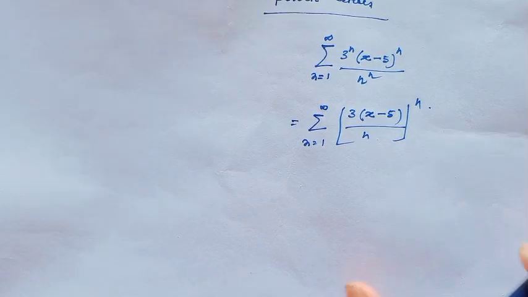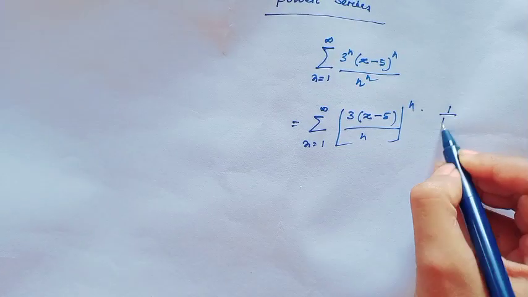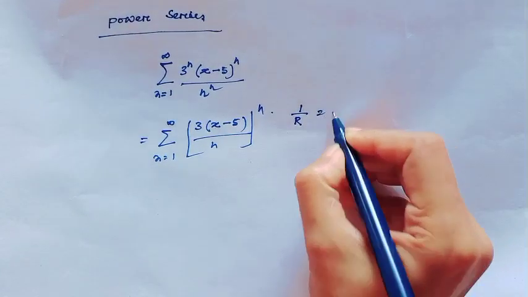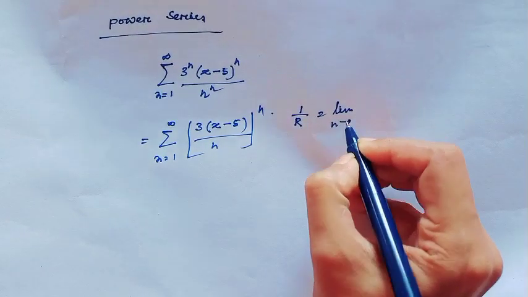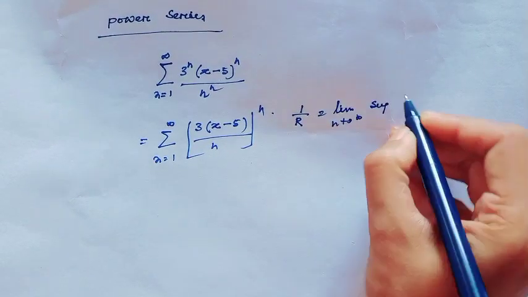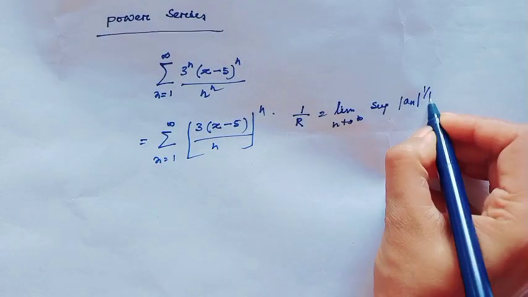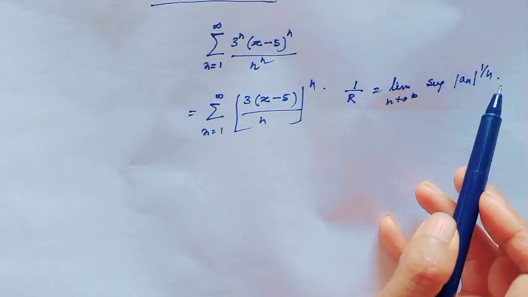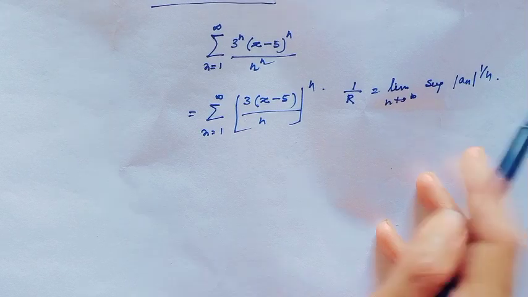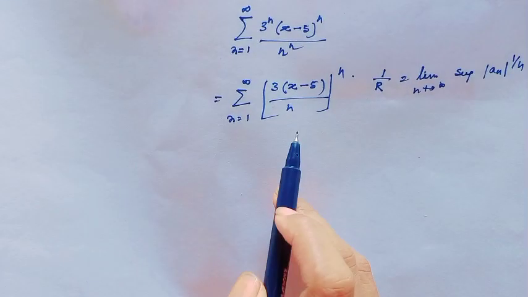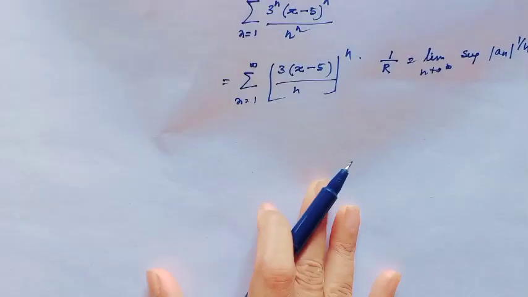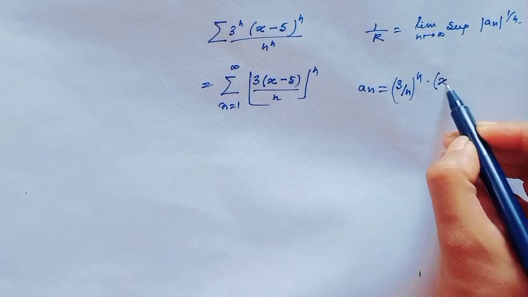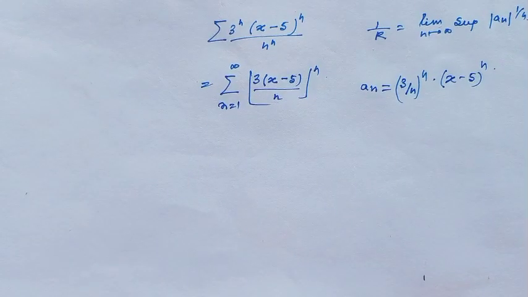What is the Cauchy-Hadamard test? We all know 1 over r, where r is the radius of convergence, is the limit as n tends to infinity of the supremum of the absolute value of a n to the power 1 over n. Since here we have the absolute value of a n to the power 1 over n, we can apply the Cauchy-Hadamard test. First my question, what is a n? Consider this whole term is a n.